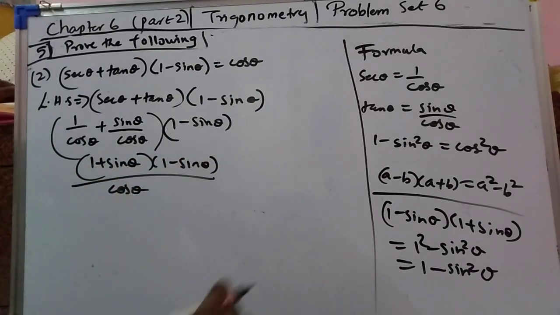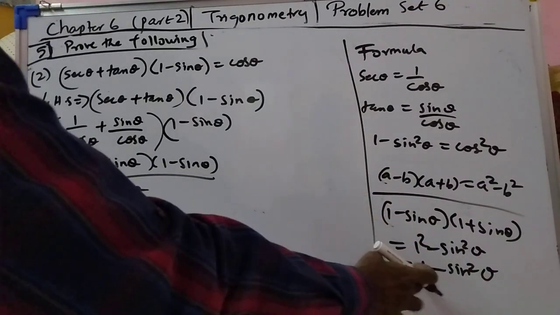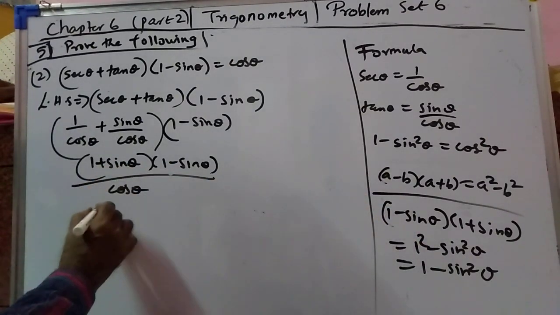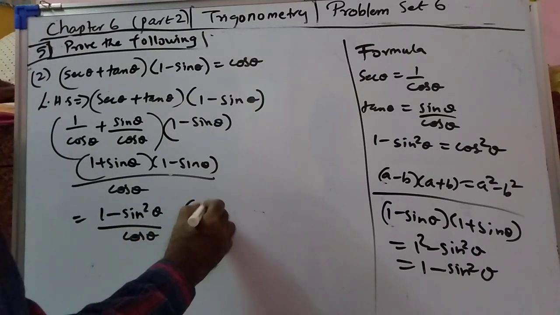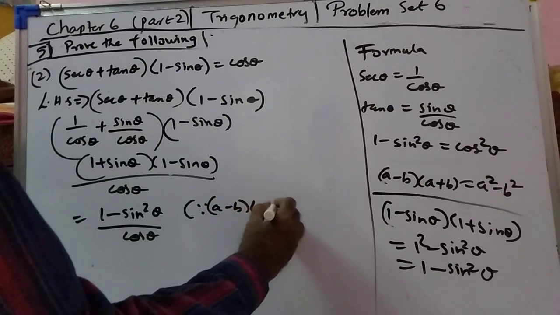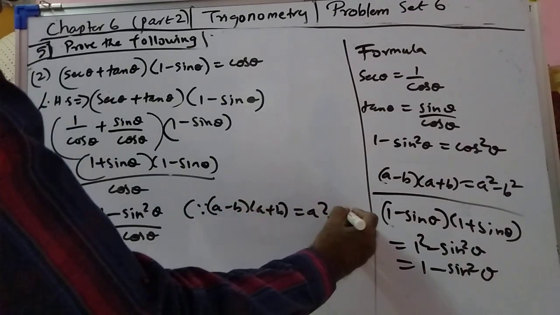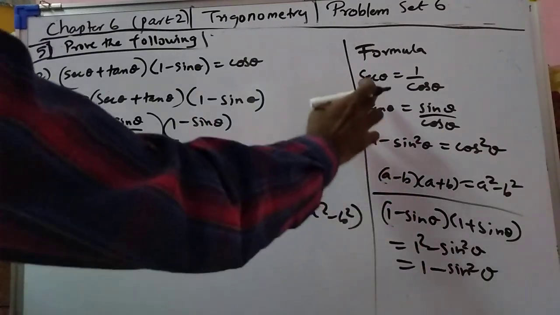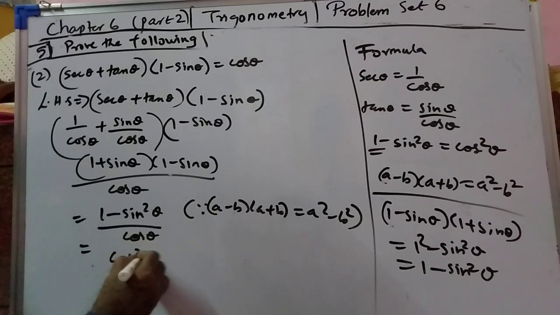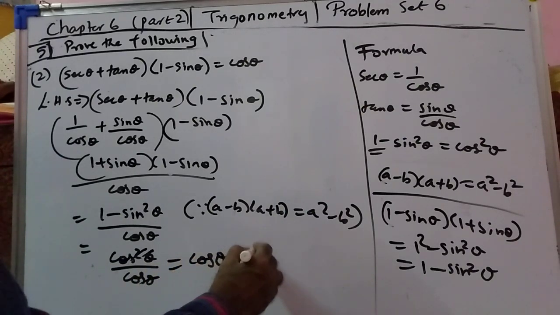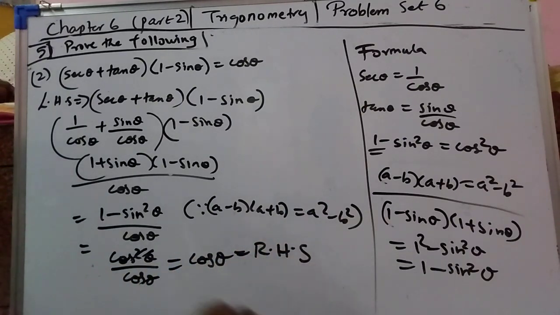cos theta. But we saw this formula. This will become 1 minus sin square theta upon cos theta, because a minus b, a plus b is equal to a square minus b square. But 1 minus sin square theta is cos square theta. So that will become cos square theta upon cos theta. We can cut it one time. That will become cos theta. That is equal to the right hand side. I hope you got this. Next we do another problem.